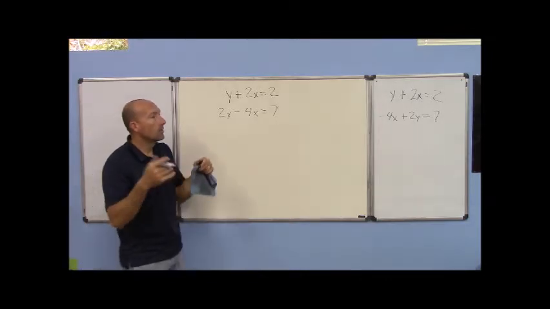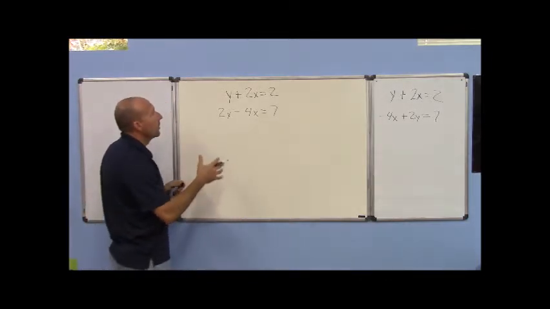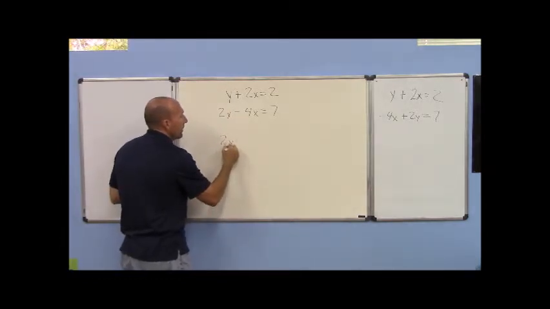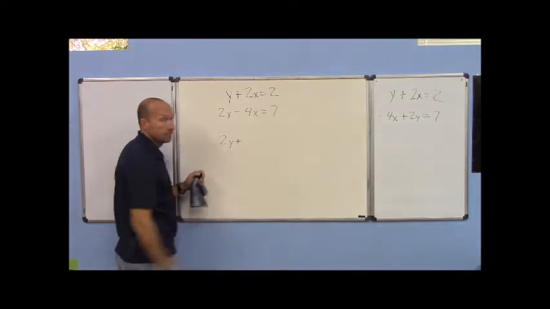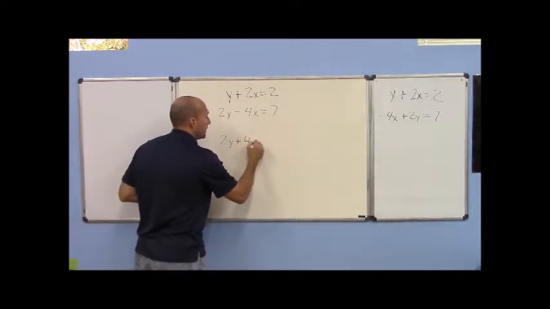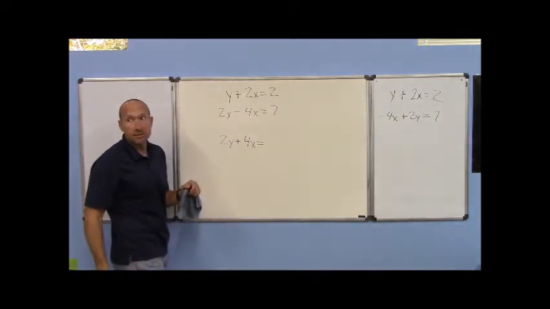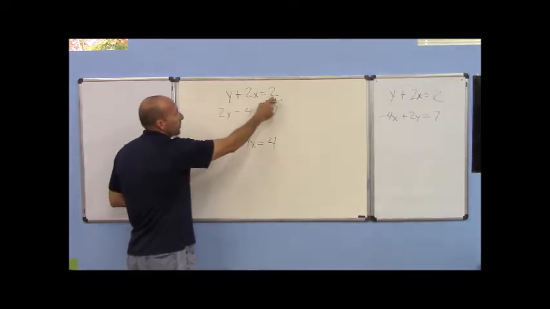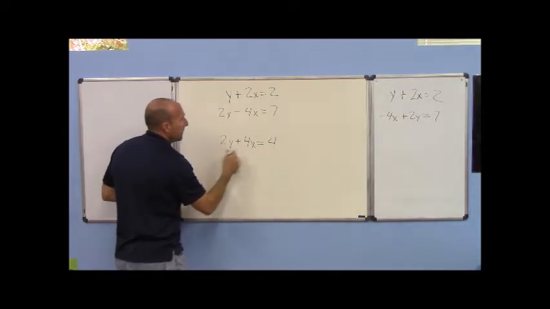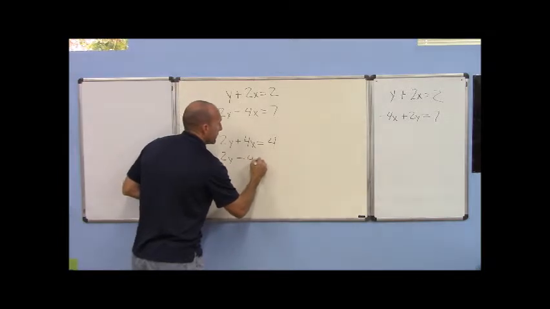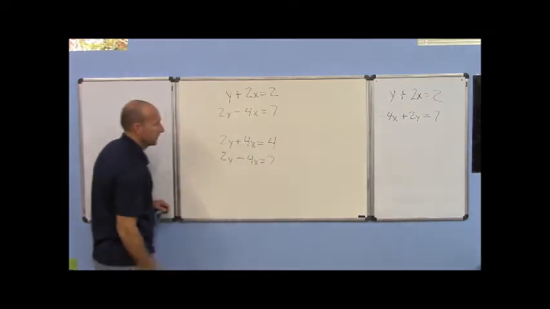Okay, I see what you're saying. So we will have 2y plus 4x equals what? 4. Yes, so we have to do it to all three terms. So we renamed this. Now we have 2y minus 4x equals 7.